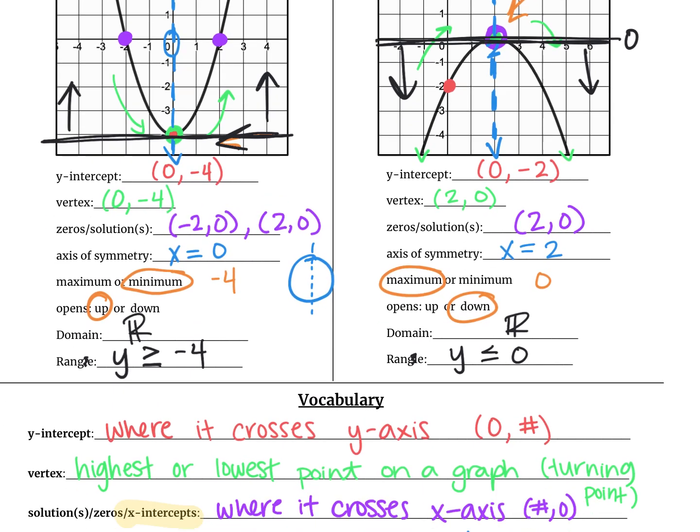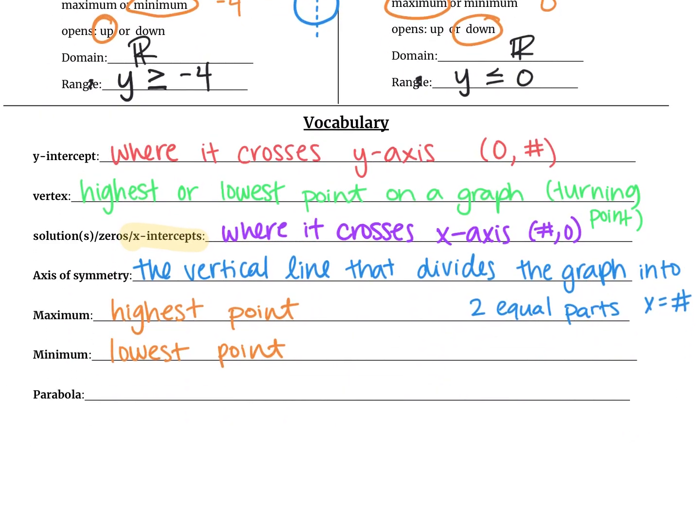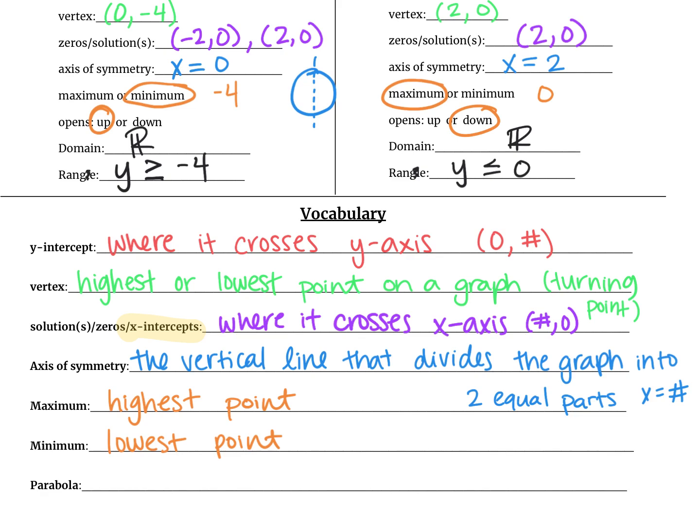All right, and I think we forgot one more vocab word down here, parabola, which is just the shape of the quadratic function. All right, so that is just kind of an overview of all the different properties of quadratics.